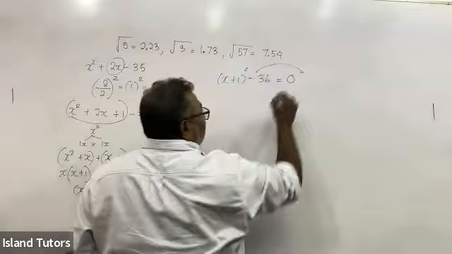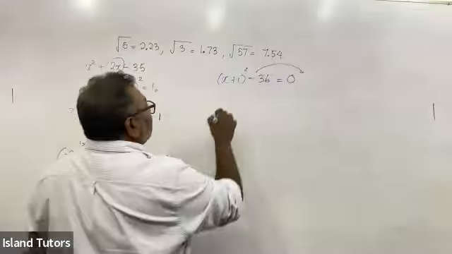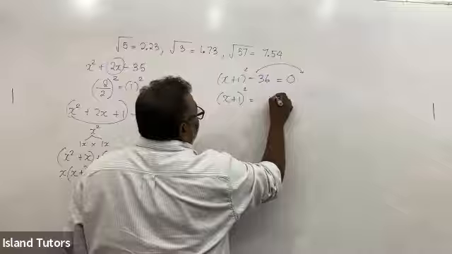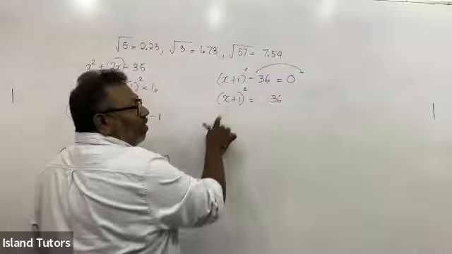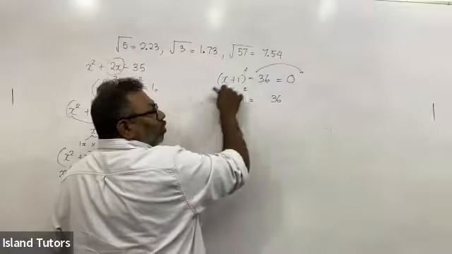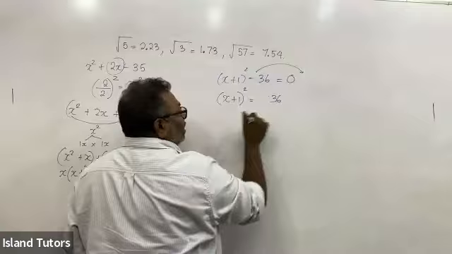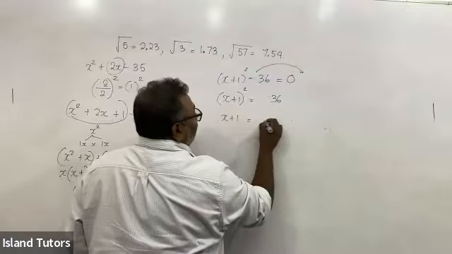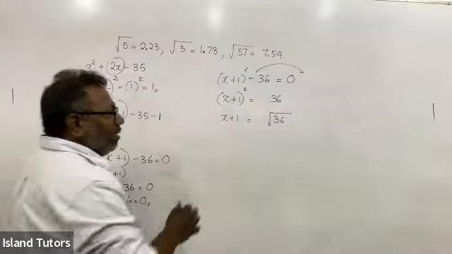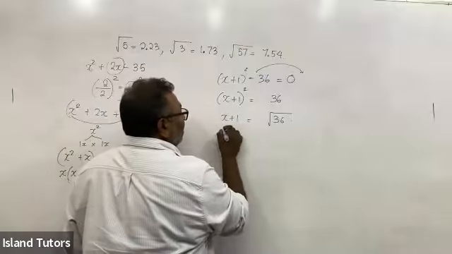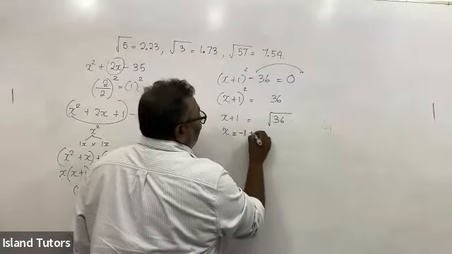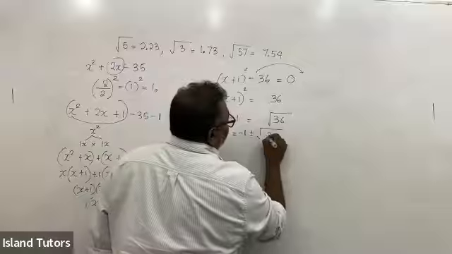Take the minus 36 to this side, you have plus 36. So x plus 1 squared is equal to 36. We want to find out what x is, we want to solve for x. So to remove the square, you have to take the square root on this side and square root on this side. So x plus 1 is equal to plus or minus square root of 36. Therefore, take the plus 1 to this side: x is equal to minus 1 plus or minus square root of 36.